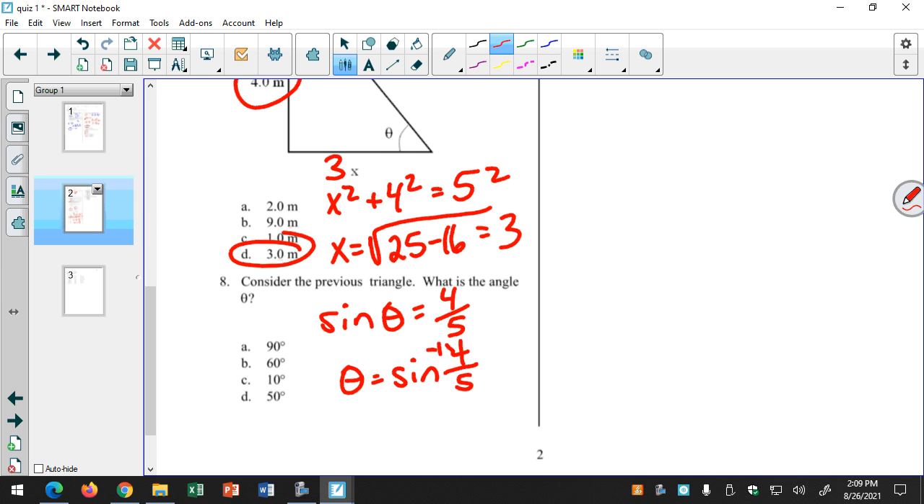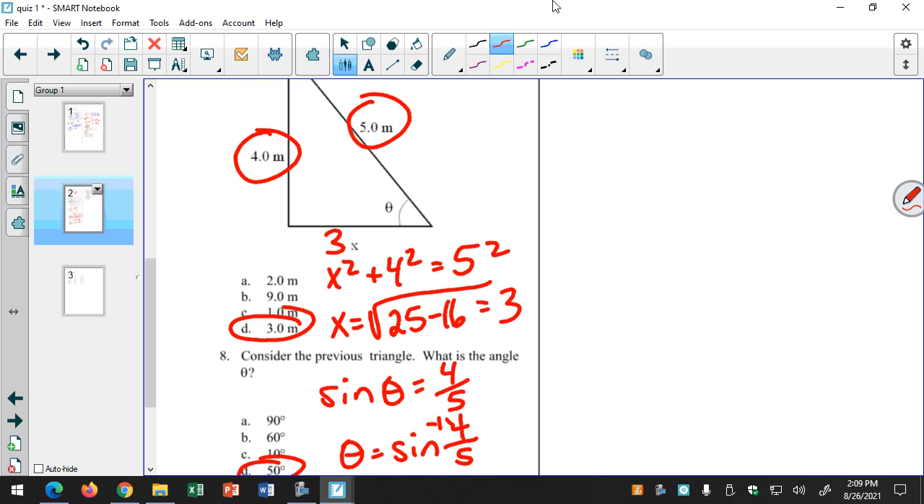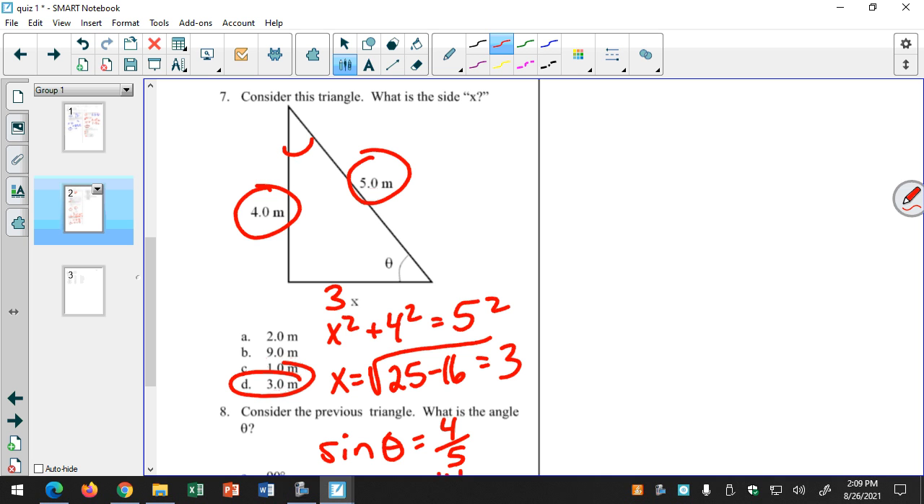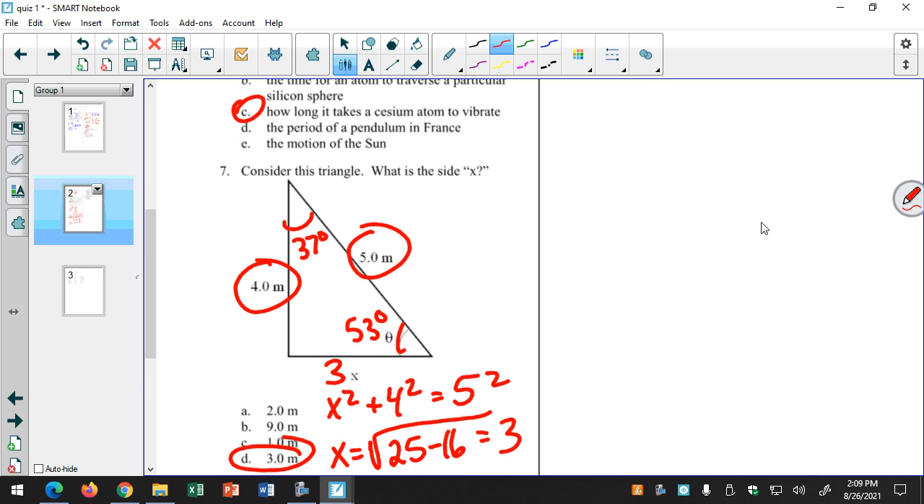Put that in your calculator, and you would get 53 degrees. You should know this triangle anyway, though. I would just try to commit it to memory because I use it a lot. This is 37 degrees. This is 53 degrees. Okay? Just know that triangle. I use it a lot.